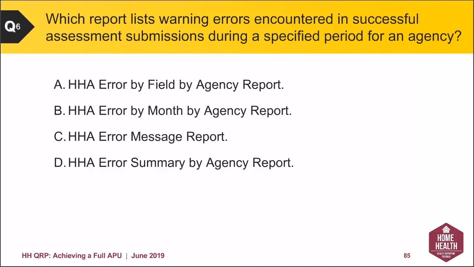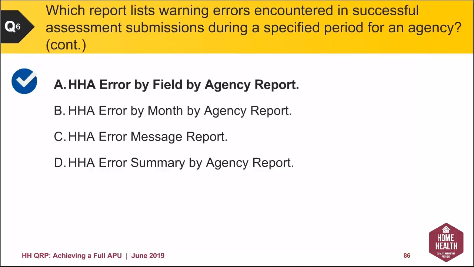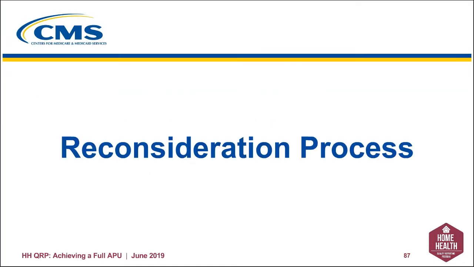Okay, have we made a decision, group? Oh, the numbers are changing a little bit. Okay, I think we've made a decision. And the correct answer is error by field by agency. Okay, we seem to have a number of people who are a bit confused about this one. So please go back and take a look at the specific information each of these four reports will provide for you, so that you can keep them separated and straight in your own understanding.